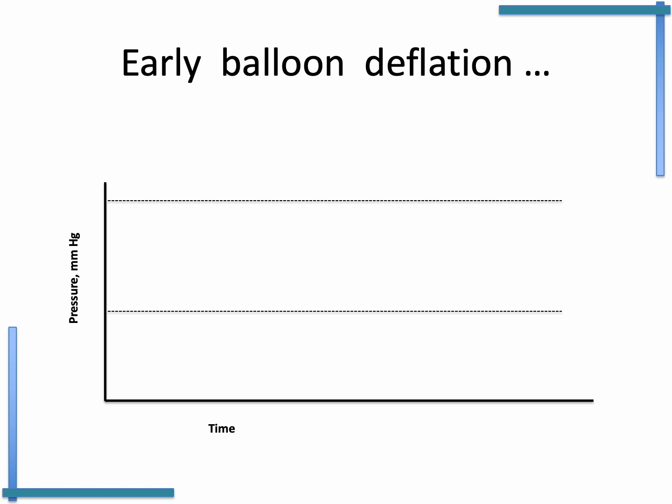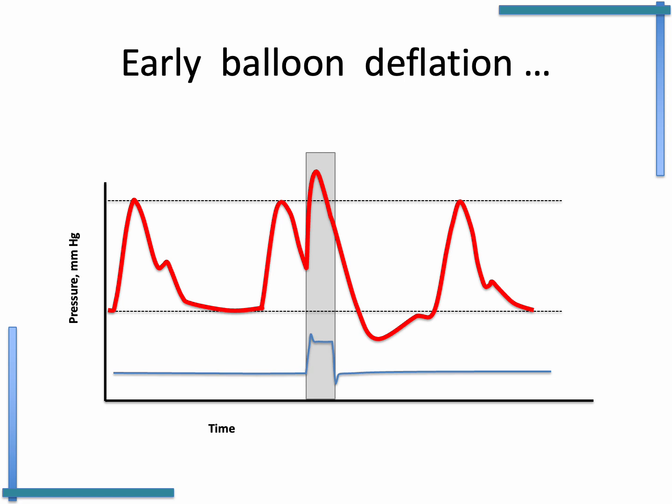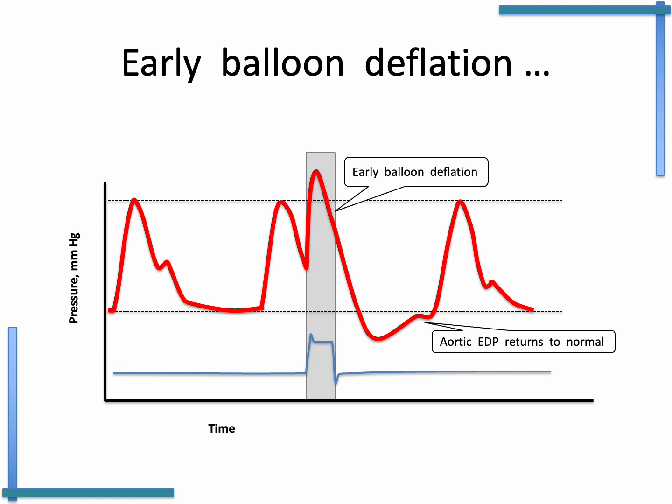And the first one we're going to look at is early balloon deflation. And again, if we look at what's happening now, we can see the period of time that the balloon is inflated is very, very short because it deflates too quickly. We can see that aortic plateau that I showed you earlier is no longer there. So we just see the pressure dropping straight down. And if we look here, although we get a lowering in end diastolic pressure, by the time the ventricle has to beat, in fact, the aortic end diastolic pressure has returned to normal.